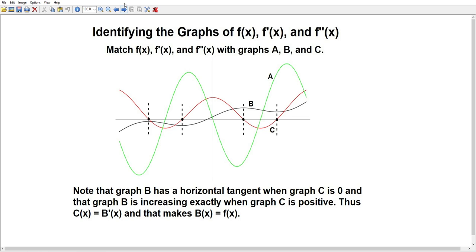So we have then A is f double prime, C is f prime, and B is f of x.